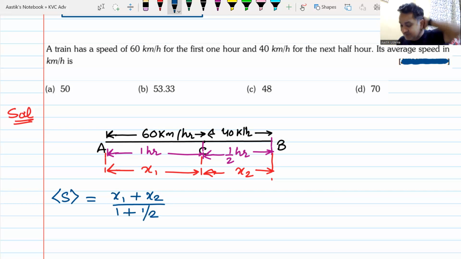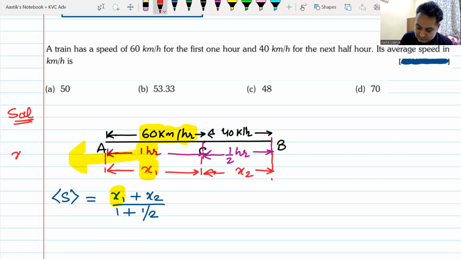You just have to calculate the value of x1. We can get the value of x1 from these three things. Tell me what is the value of x1. X1 is the distance. 60 km per hour is the uniform speed, and it moves for 1 hour. So this will be 60 kilometers. Yes or no? Yes, sir. No confusions? No, sir.